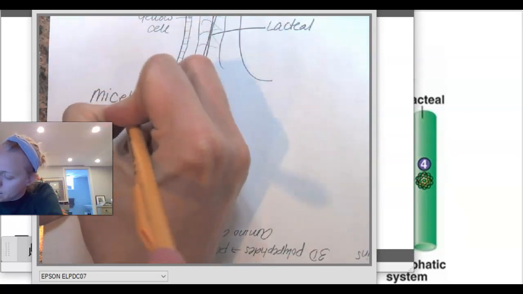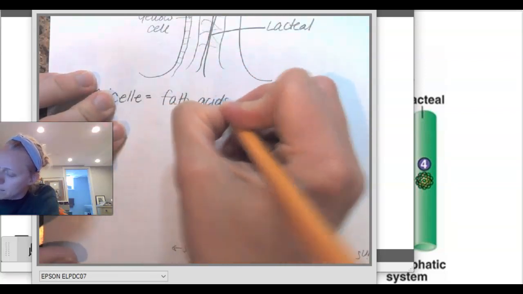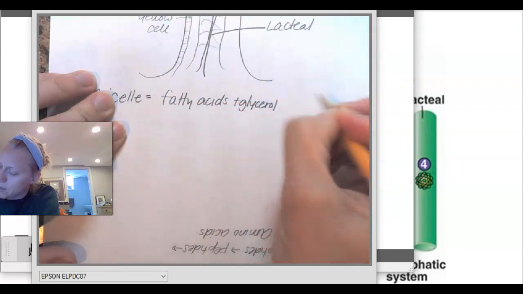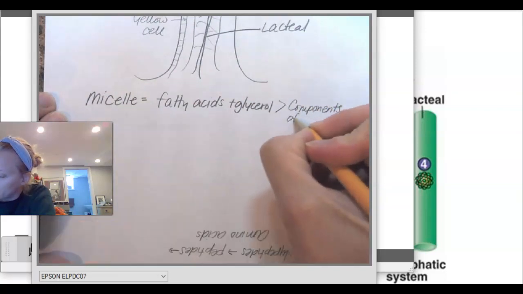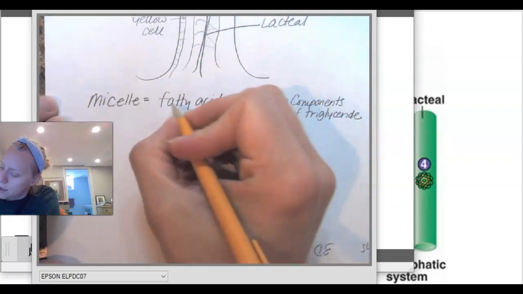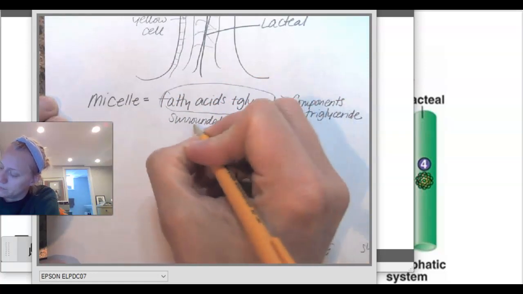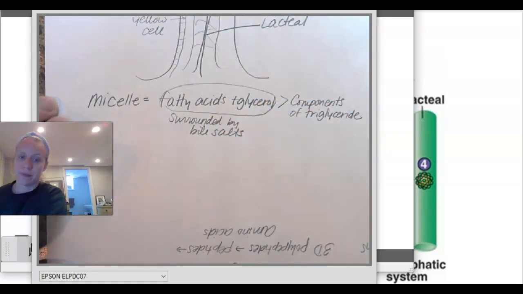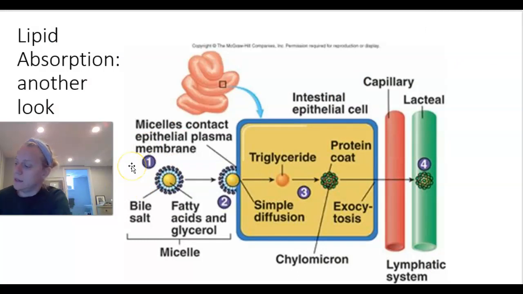A micelle are the fatty acids and the glycerol, or the monoglyceride. By the way, these are the components of a triglyceride. So it's these guys surrounded by bile salts. All right, so this is what happens. This micelle forms inside the small intestine lumen, and it moves towards the villus cell here.